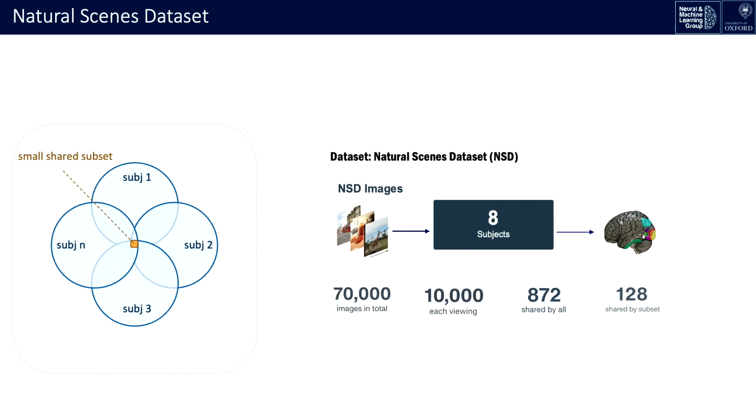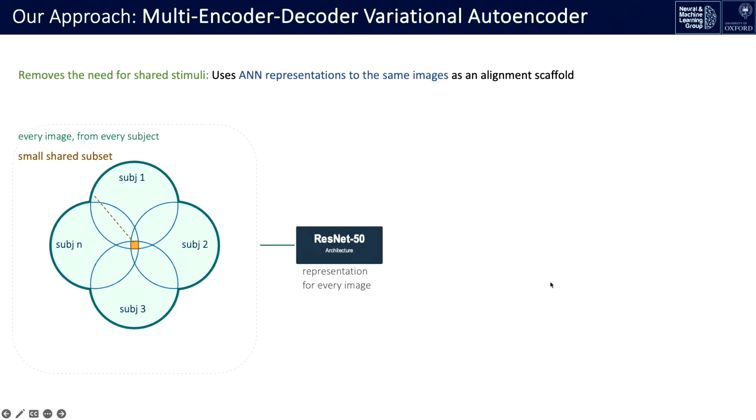We worked with the natural scene dataset that is comprised of the fMRI data of 8 subjects that view mainly non-overlapping stimuli. Each subject views 10K images, out of which only 1,000 are shared between subjects. To overpass this need for common stimuli, we propose a method that uses artificial neural network representations to the same images that the subjects view as an alignment scaffold.